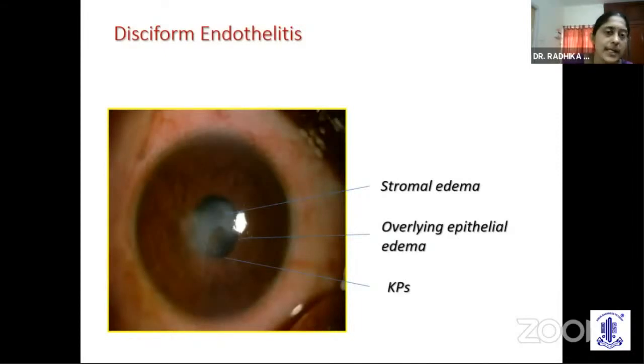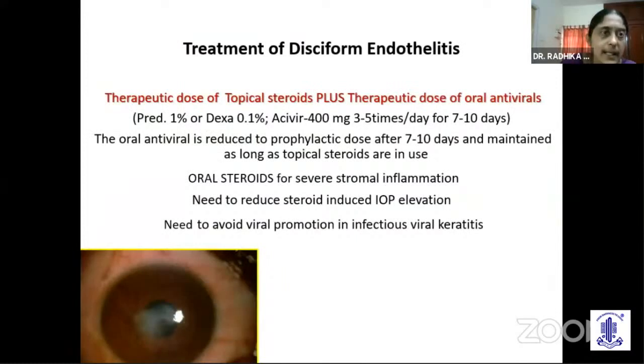You saw the immune stromal keratitis, and you're seeing this, and you may think that both of them look similar. But if you notice, there is a subtle difference: in disciform endothelitis, you do have keratic precipitates, and you will have endothelial guttate changes, and you have overlying stromal edema. The endothelial changes and the KPs are noticeably absent when you have only stromal involvement. Disciform keratitis can be treated with a therapeutic dose of topical steroids and a therapeutic dose of oral antiviral, because all forms of herpes simplex endothelial disease have viral as well as immune components in equal measure.